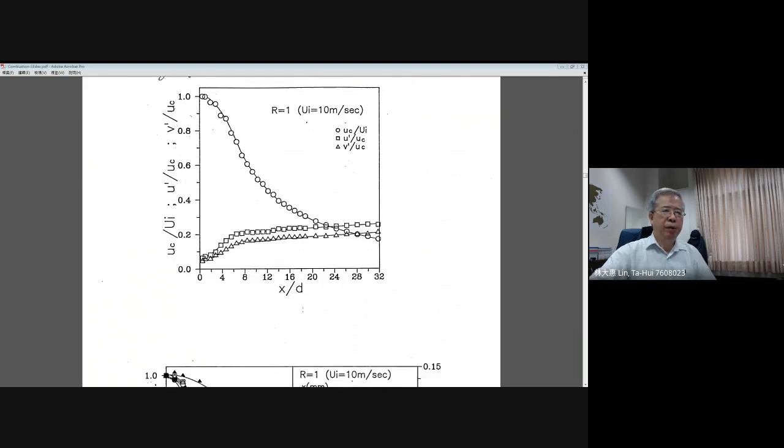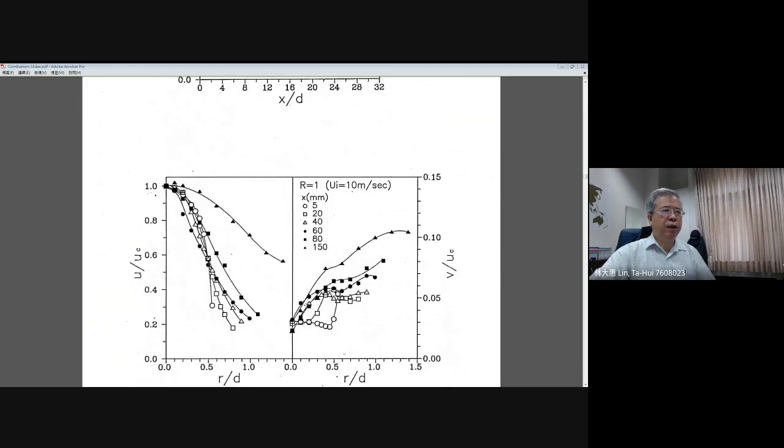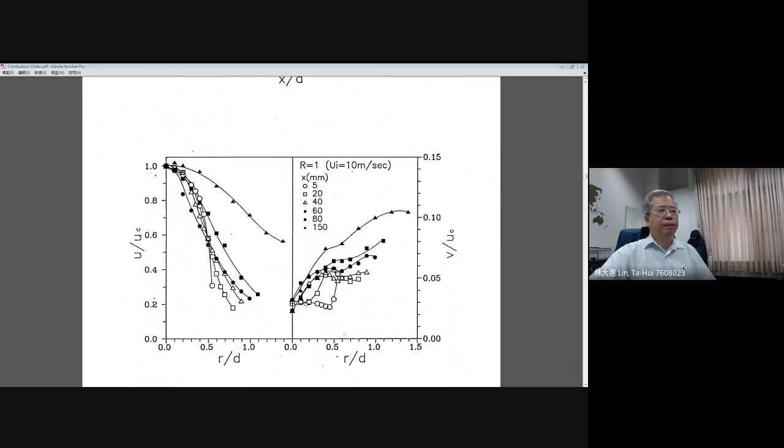And then maybe I give you this description of this plot at first. Here you can see we use the round jet and do the measurement. Then you will use the cylindrical coordinate system, and you can see the horizontal axis represents the radius of the measuring position. We use the non-dimensionalization with the diameter of the jet, and the vertical axis represents the axial velocity normalized by the value at the center.